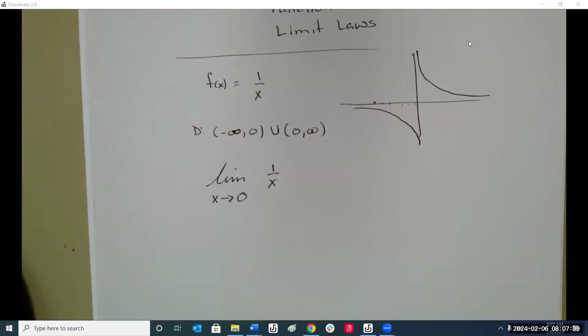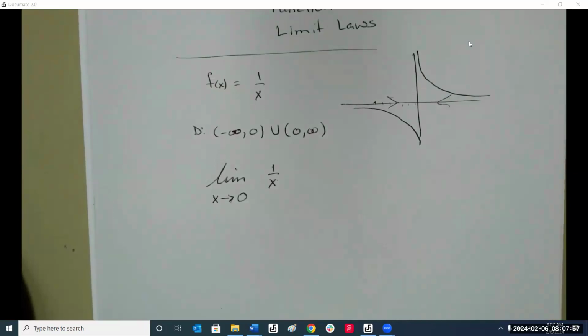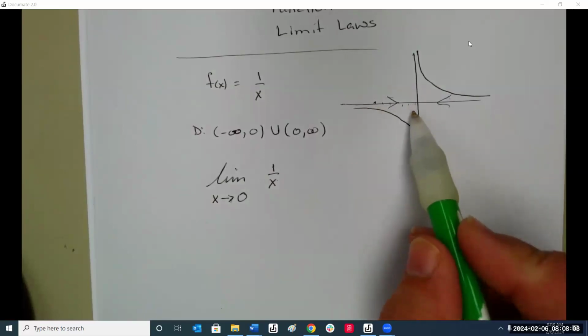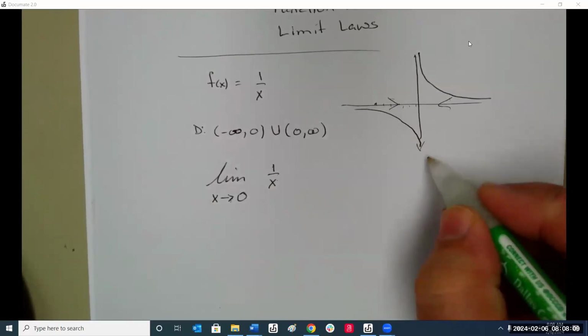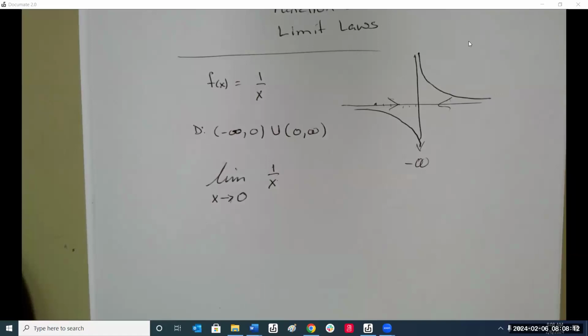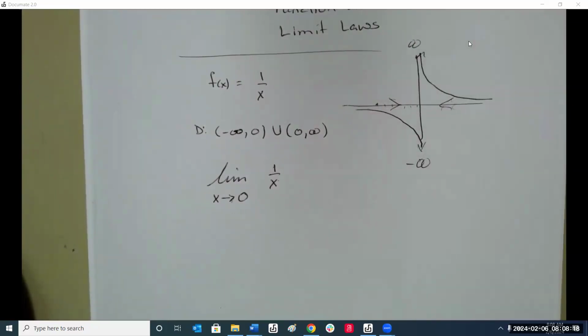You got half of it right. How many ways can you approach zero on the x-axis? One from this way and one from this way. Does the graph go the same direction, both of them? If I go this way, what happens to the graph? Where does it go? Toward what number? And if it comes in from this side, it goes to positive infinity. These are different answers. Positive infinity is not the same as negative infinity.